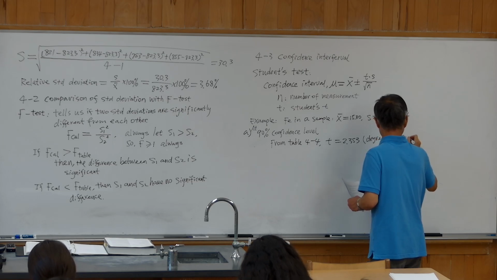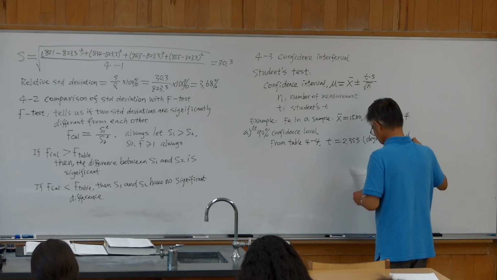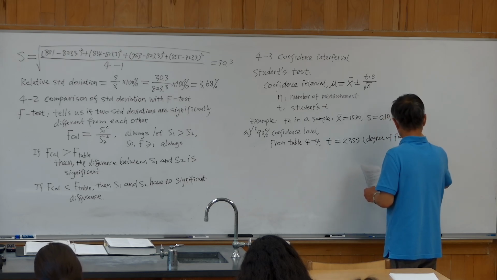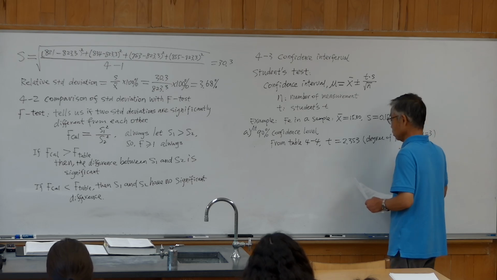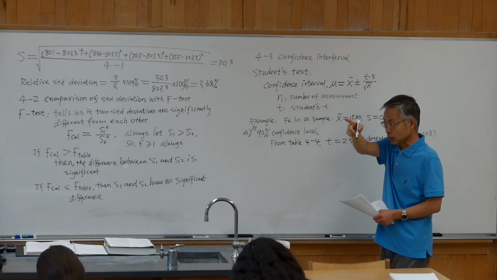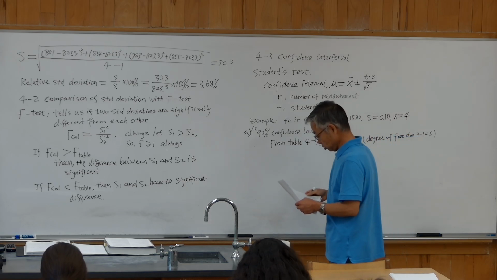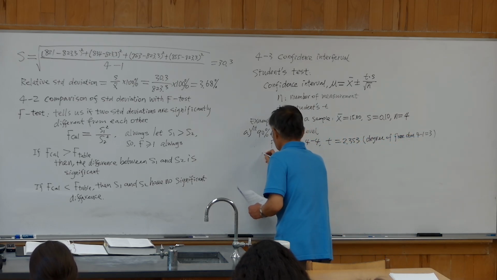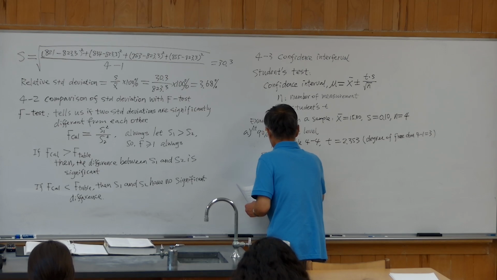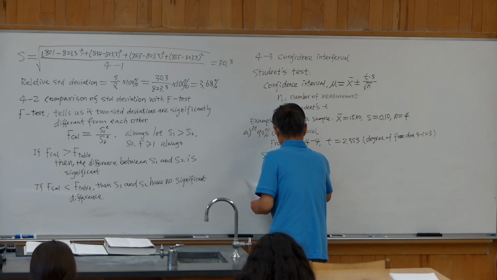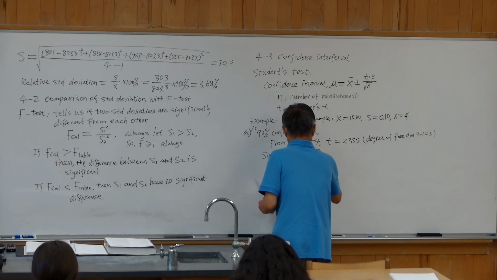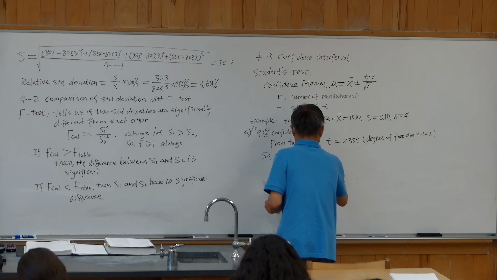Freedom. Degree of freedom 3. This column, 90% is this column. Okay. We find the t value 2.353. So mu equal to x bar plus minus ts over square root of n.